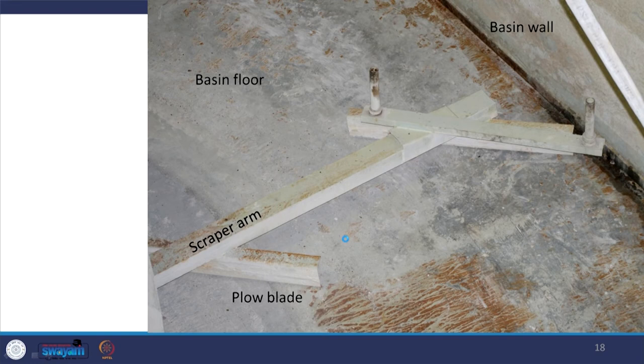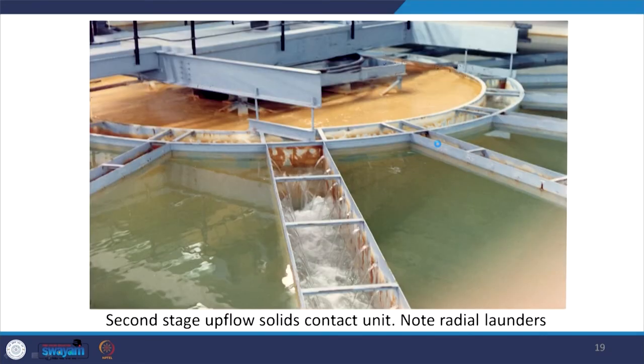And how are you going to scrape the sludge at the bottom? So here you have the scraper arm and this is obviously the basin floor. So this is one blade and obviously another one which is flexible enough to handle this circular perimeter, right? So that's why you have this kind of setup. So second stage upflow solids contact unit and you see the radial launders, right? Some are along the periphery, some are radial launders.